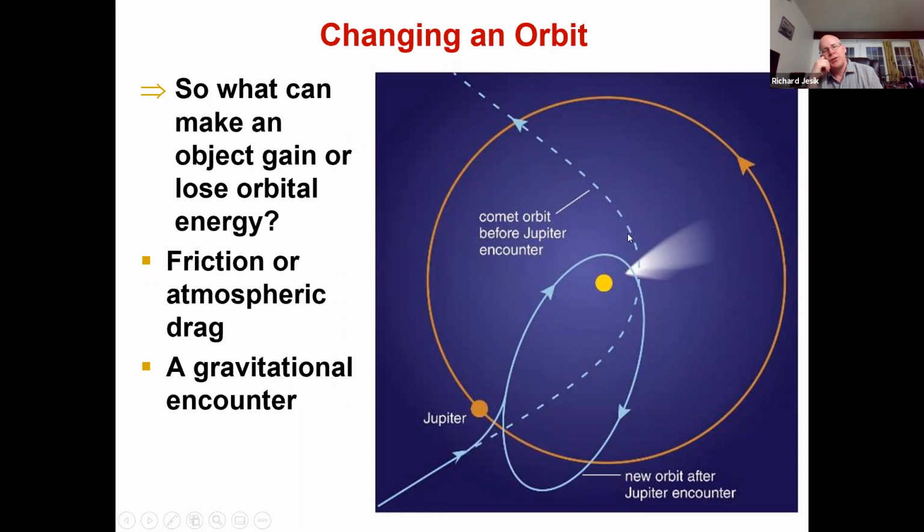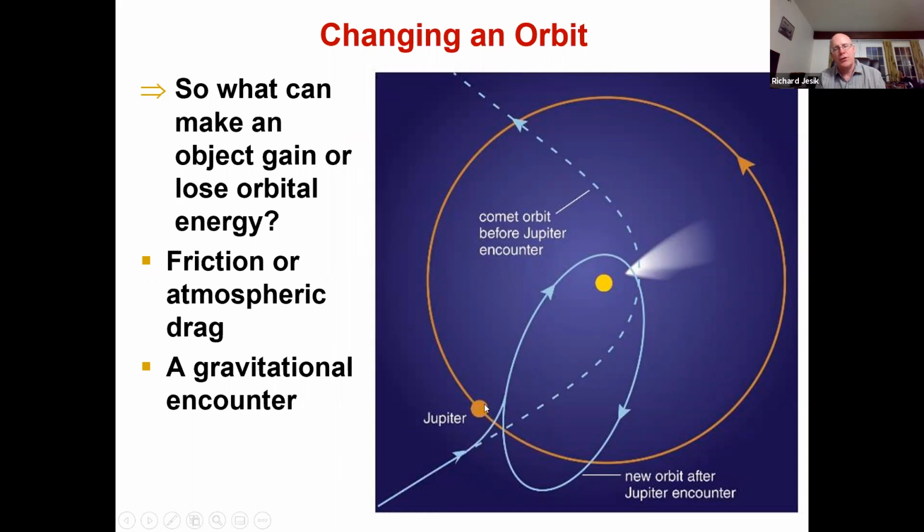But on one of its trips, it's orbiting the sun just like we are, it encountered Jupiter, and gravitational interaction with Jupiter completely changed its orbit. So it used to be what was called a long period comet. It was going to go like this. It would take thousands of years, if not hundreds of thousands of years, to make an orbit. But as it was going here, it got sucked into Jupiter's gravity well.